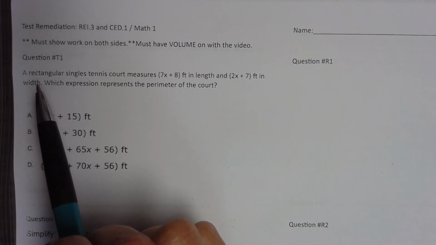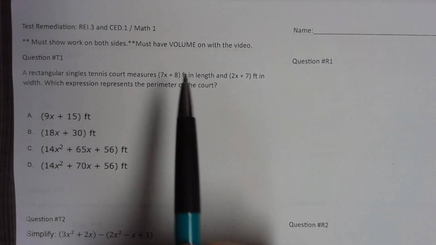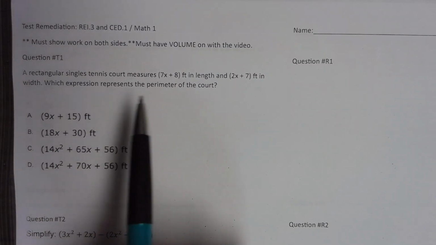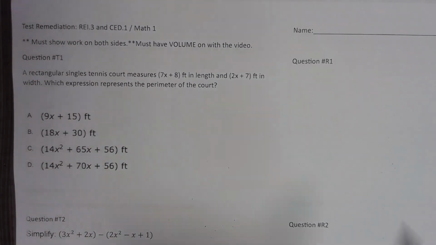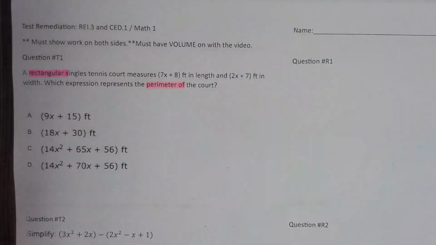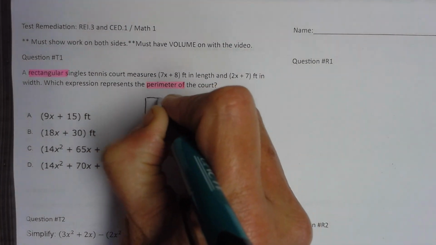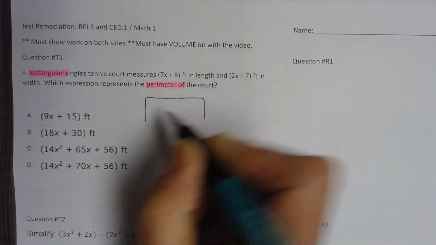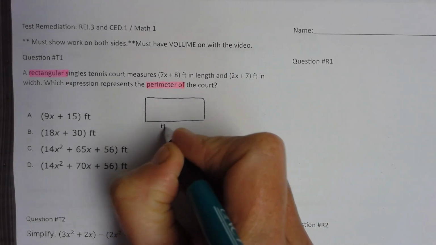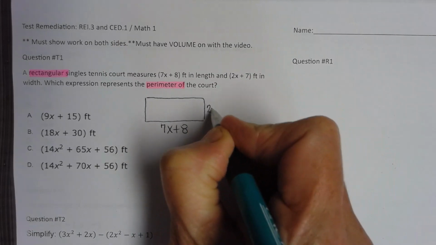First question was, a rectangular singles tennis court measures 7x plus 8 in length and 2x plus 7 in width. Which expression represents the perimeter? Well, first we need to know our shape. It's a rectangle. So we're going to draw our rectangle, and yes, I want you to do everything that I do. The length is 7x plus 8. The width is 2x plus 7.